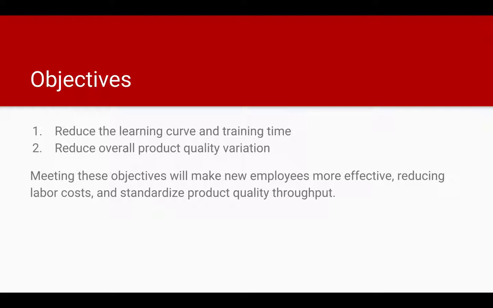Next, I would like to reduce the overall product quality variation, as this is the first step in Six Sigma to increase quality standards. First you've got to reduce the variation, and then from there you can move up or down the scale as to how much quality you want to put into your product. Meeting these objectives will make new employees more effective, reduce labor costs, and standardize quality of the throughput.